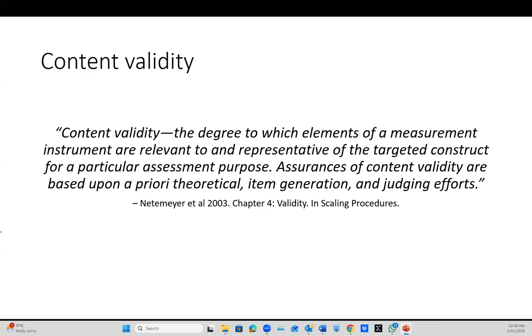Therefore, you need to check whether your scale, your measure, captures all aspects or all dimensions of the concept, the underlying dimensions of your scale. So who would be the proper person to best judge that it has content validity? Most likely it is the people who are content experts, right?